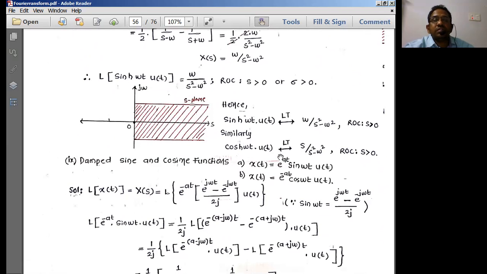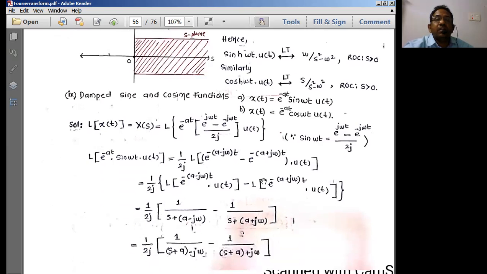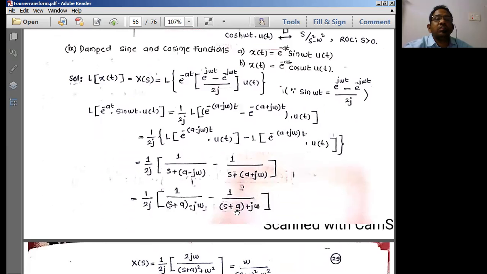Similarly, for the cos hyperbolic function, we will be having s by s square minus omega square, where the ROC is going to be the same. So ROC is the same for sine hyperbolic, cos hyperbolic, cos function and sine function. We get the same ROC, but the equations are different if you see carefully. Now let us move on to the next question, sine and cos functions.